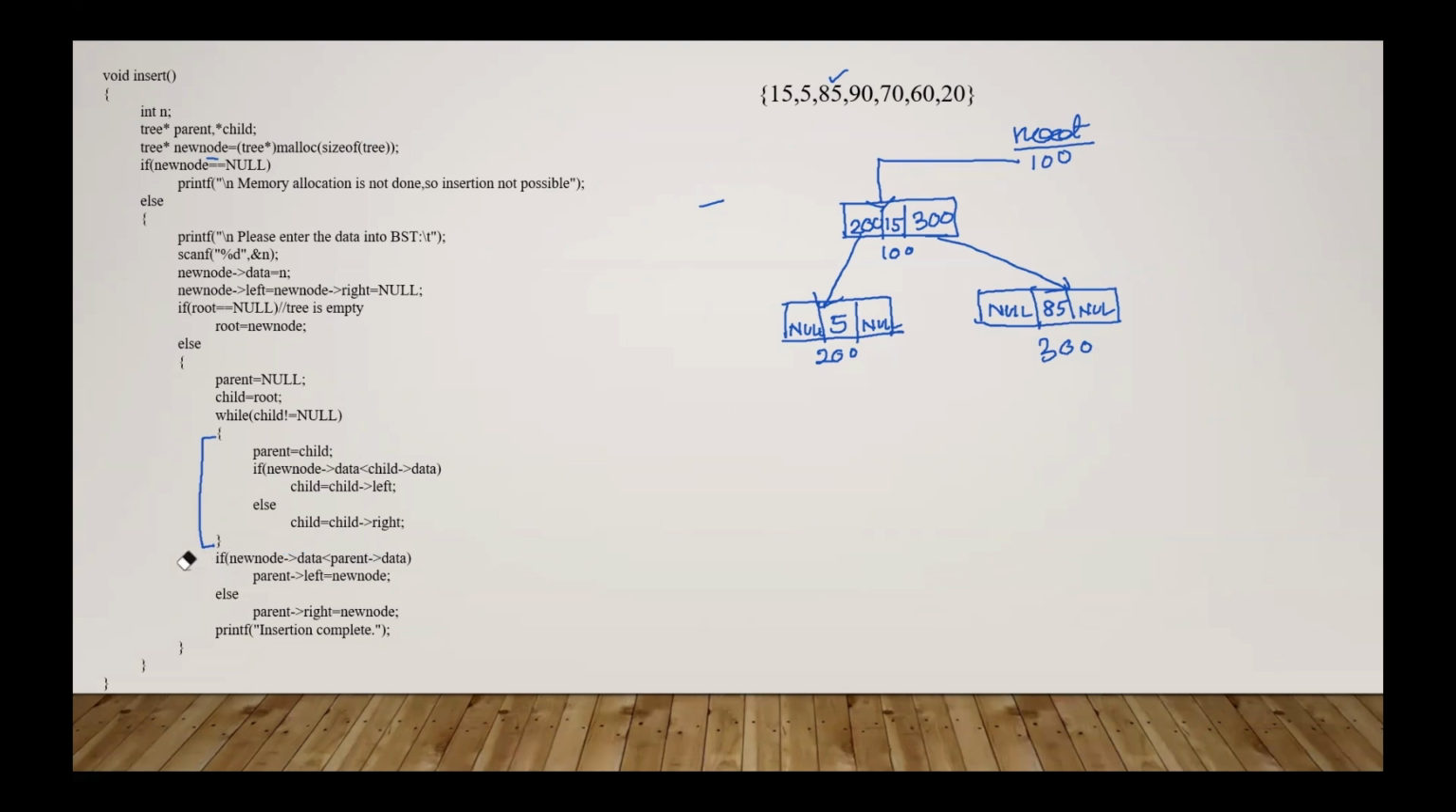For example, we want to insert one more element, that is 90. So again we call the insert function. Then what happened? This is n, this is parent, this is child pointer. So initialization of the node. So for example, we allocate the node.